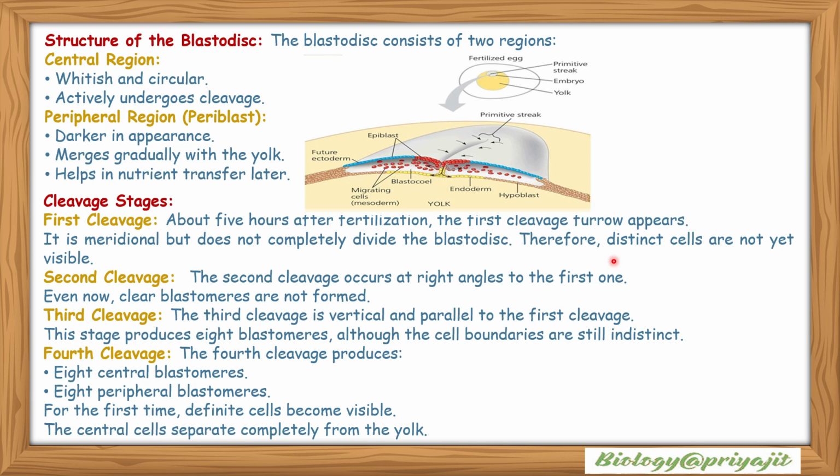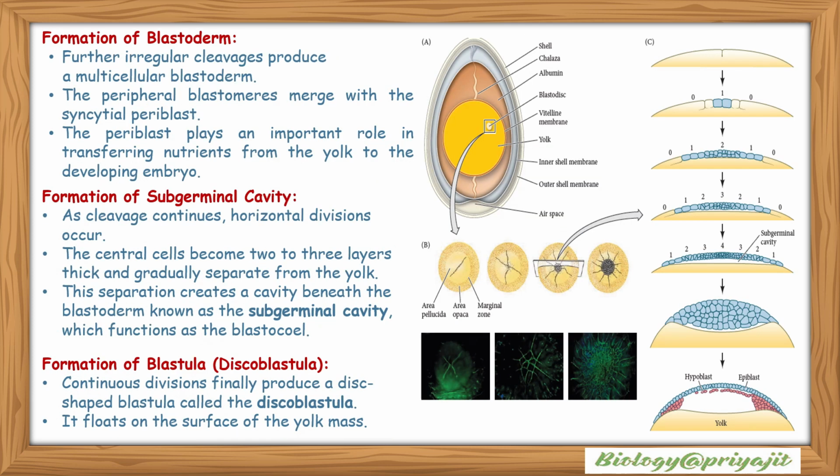Fourth cleavage. The fourth cleavage produces 8 central blastomeres and 8 peripheral blastomeres. For the first time, definite cells become visible. The central cells separate completely from the yolk. Formation of blastoderm. Further irregular cleavages produce a multicellular blastoderm. The peripheral blastomeres merge with the syncytial periblast. The periblast then plays an important role in transferring nutrients from the yolk to the developing embryo.